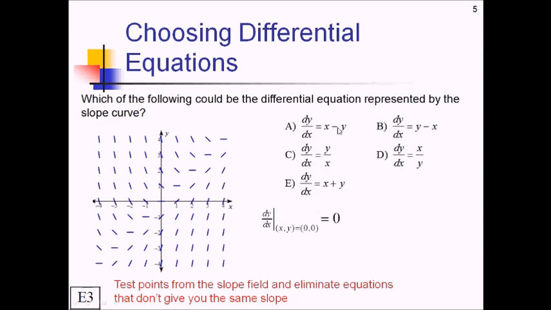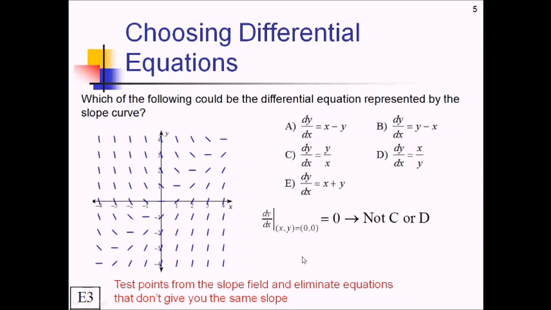Choice A, 0 minus 0, that's 0. Choice B, also 0 minus 0 is 0. But now choice C and D, in both of these, you're doing 0 divided by 0. So C and D are not going to work. And then E, 0 plus 0 works. So we can at least eliminate choices C and D because those were undefined when we tried plugging this point in. All right, pause the video and pick another point on here and try to eliminate some more answer choices.